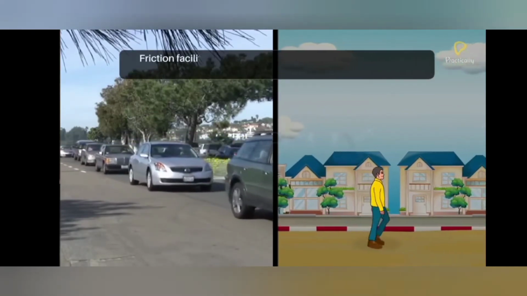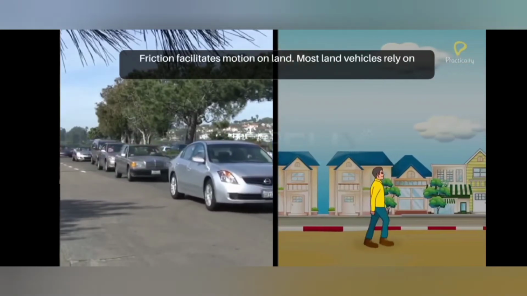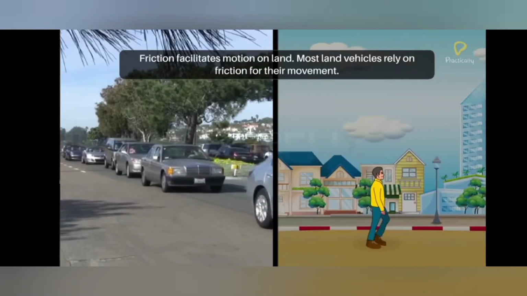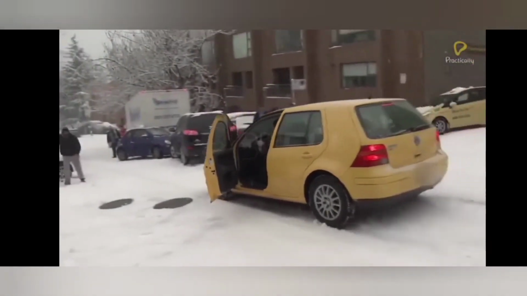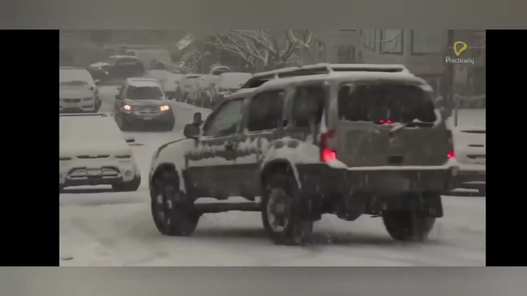Friction facilitates motion on land. Most land vehicles rely on friction for their movement. A vehicle skids on icy surface and navigation becomes difficult as the friction on the surface is substantially reduced due to the presence of ice.